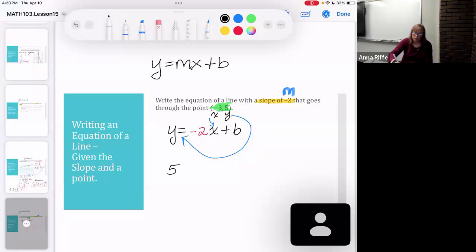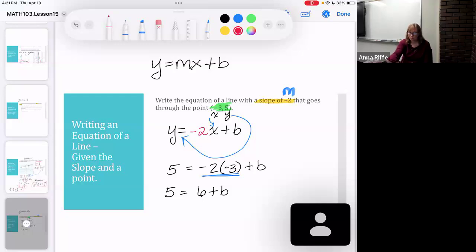Substitute 5 for y is equal to -2 times -3 for x. Then I still have that b that's being added. Okay, we only have one unknown there. We know how to solve it. I'm going to focus on parentheses first. I'm going to do this multiplication on the right-hand side. 5 is equal to -2 times a -3 gives me a +6. Calculator can handle that. Plus b.